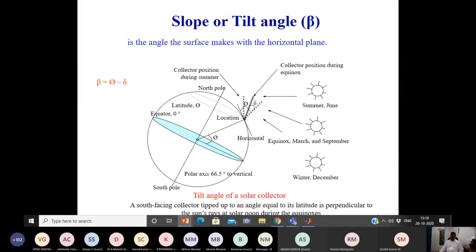Because in the winter, the sun is away from the observer, whereas in the summer it looks very close to the observer. So to accommodate this type of seasonal variation, beta also has to be changed seasonally, that beta is equal to phi plus or minus delta.